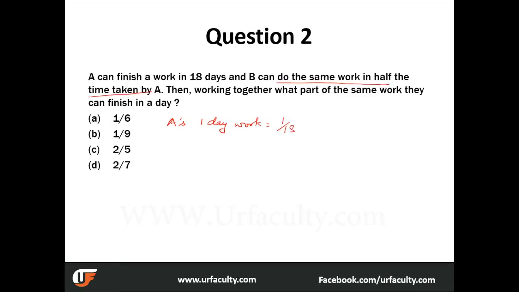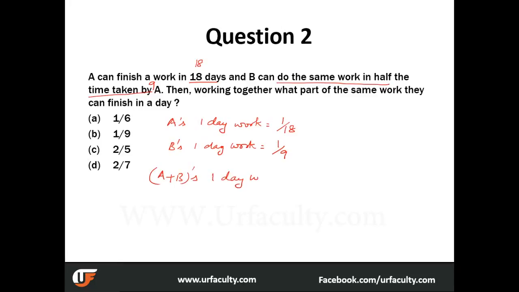1 by 18, right? If A can finish in 18 days, B can do the same work in half the time taken by A. How much will B take? 9 days, right? Because it is 18 and B can do the same work in half the time. So it is 9 days. So B's one day work, 1 by 9. Simple.